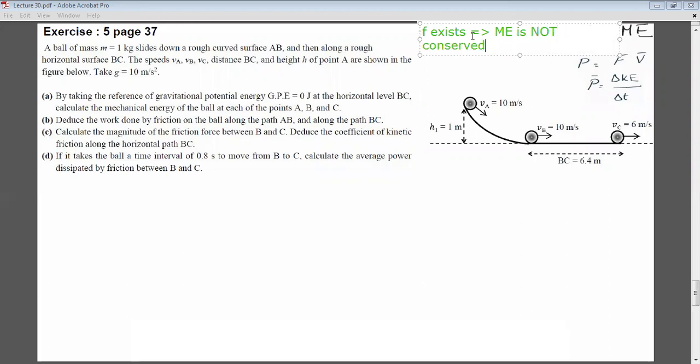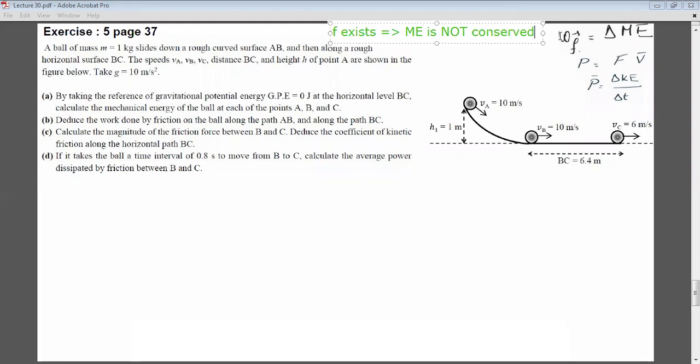In this case, we must use the work energy theorem, because here mechanical energy is not conserved. So we have the mass is 1 kilogram, and there is friction everywhere. The speeds VA, VB, and VC, distance BC and H are all shown on the figure. So I have VA, VB, VC, I have the altitude H, and I have BC all on the figure.